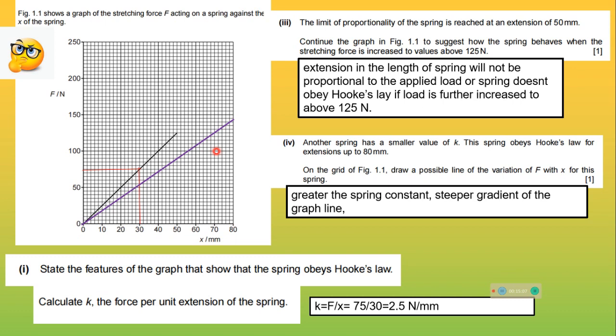Calculate K, the force per unit extension of the spring. K is equal to F by x. F is 75 here and x is 30. So it is 2.5 Newton per millimeter, since the unit of x is given as millimeter.